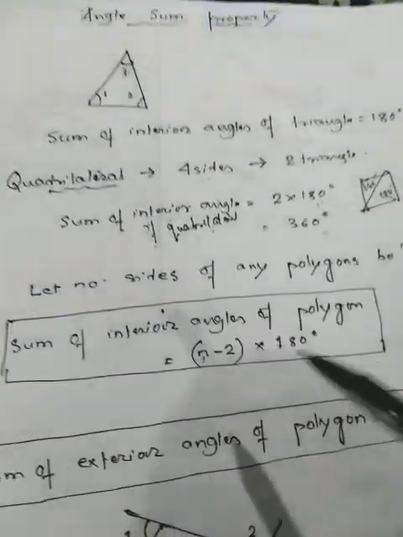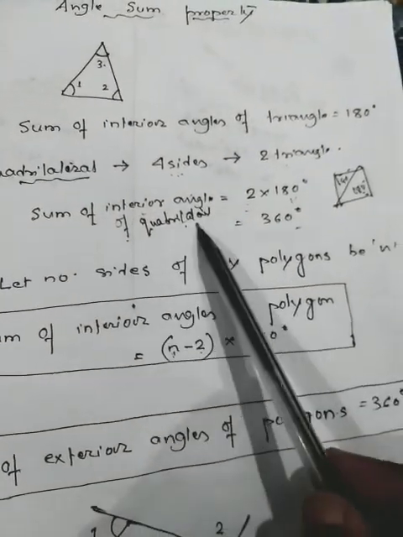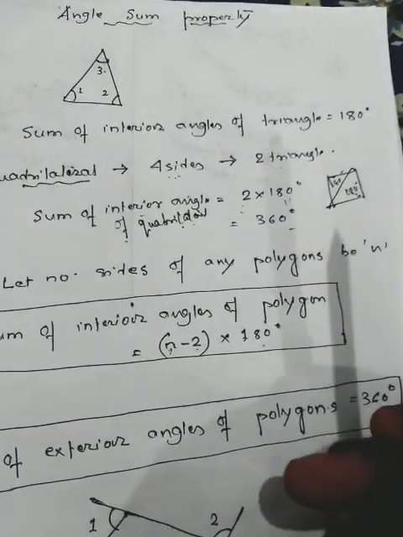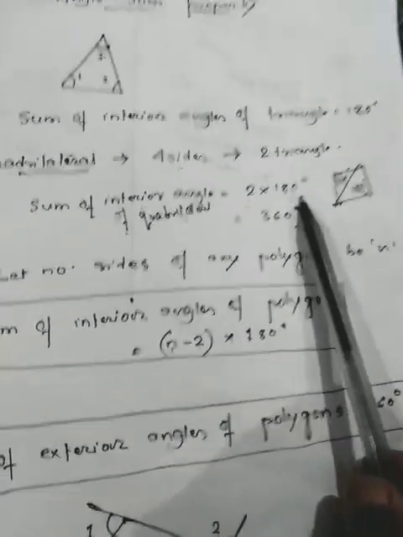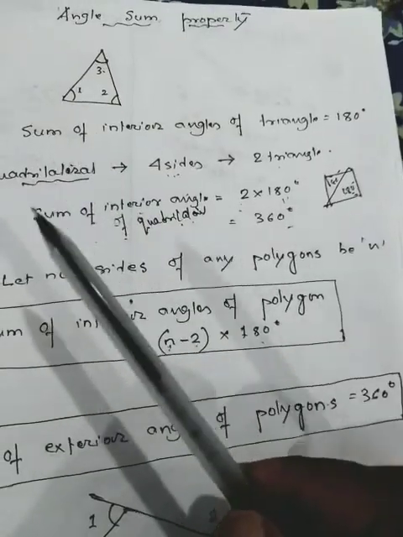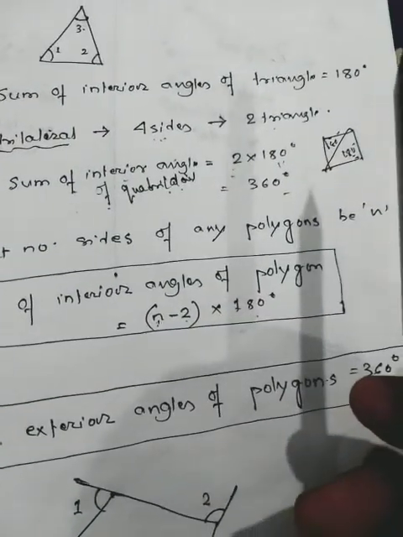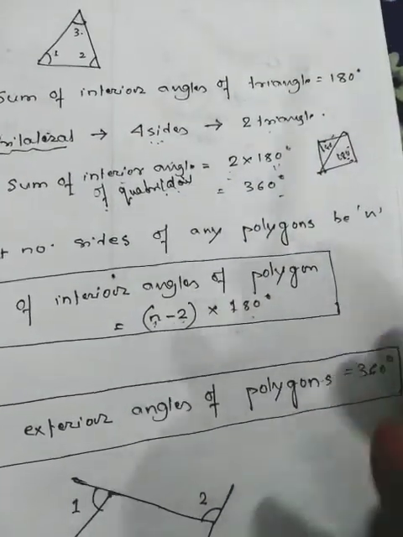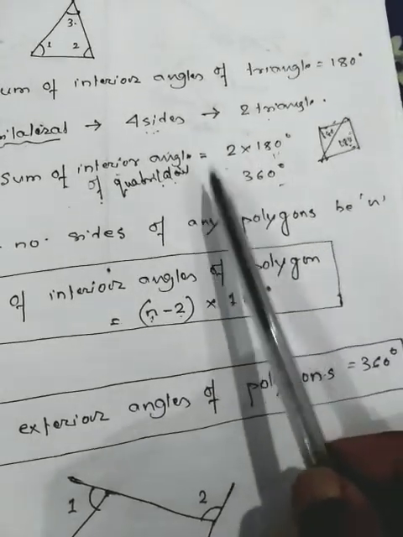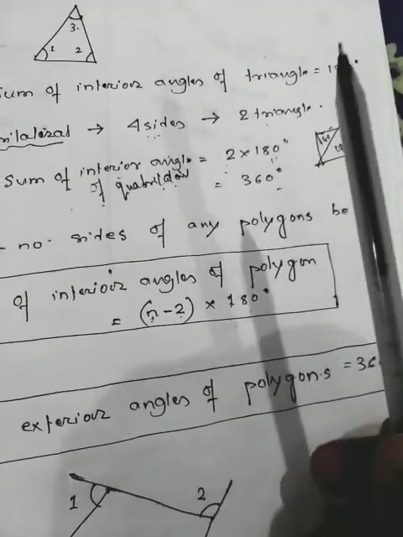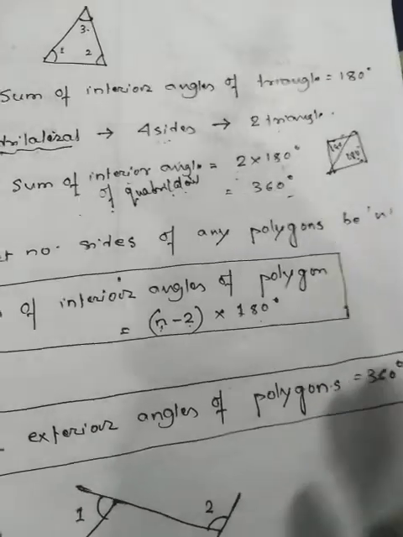In the same way, you can find the sum of interior angles of a polygon. The pentagon was a combination of how many triangles? 3. So it will be 3 into 180 degrees. In the same way, you can find the sum of interior angles of a hexagon also. So a hexagon will carry how many triangles? 4, isn't it? So 4 into 180 degrees, it will carry what? 720 degrees. So this is as simple as this.